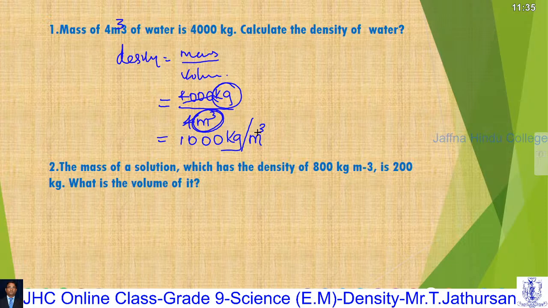Write the next question. The mass of a solution which has a density of 800 kilogram meter minus 3 is 200 kilogram. What is the volume of it? Find the volume of that solution.